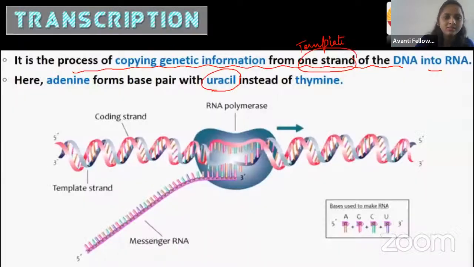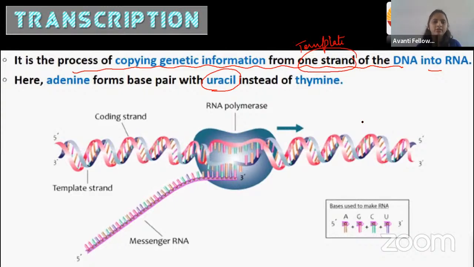Okay. Fine. Then coming to the transcription. What do you mean by transcription, guys? All of you know that. In the central dogma, we have studied that the information present in the DNA is synthesized in the form of RNA. That is what we call DNA transcription. It is a process of copying the genetic information from one strand of the DNA. Always remember, guys, we copy from only one strand, not from the two strands.